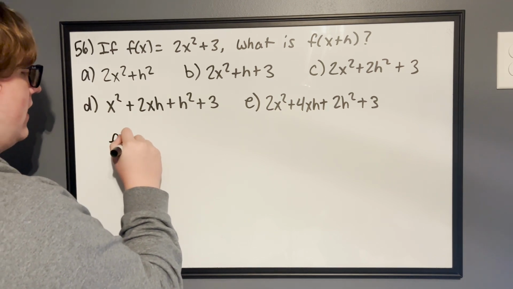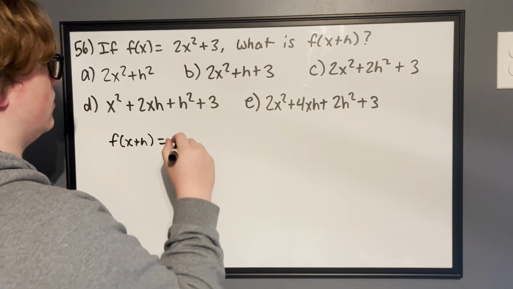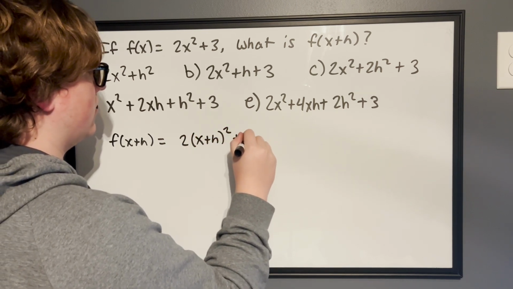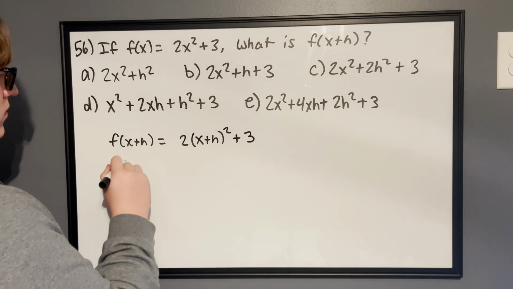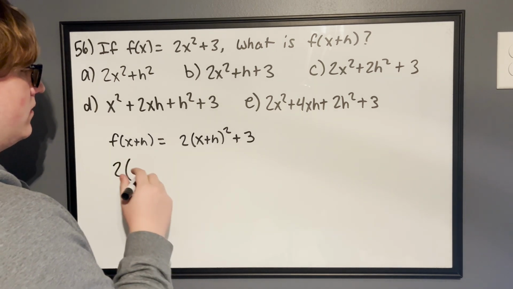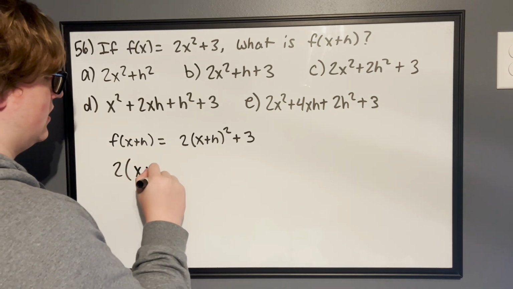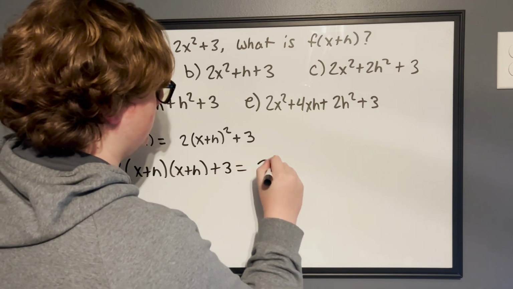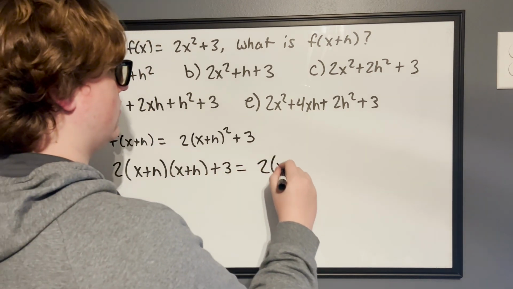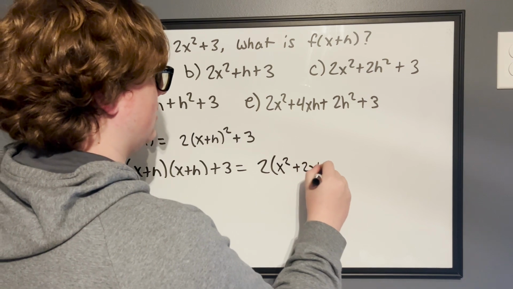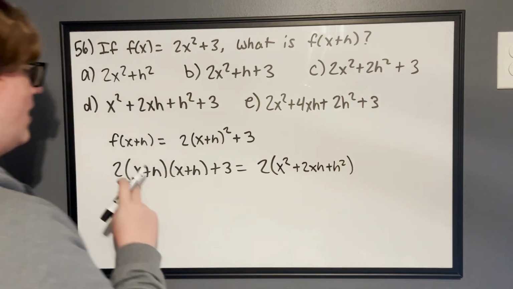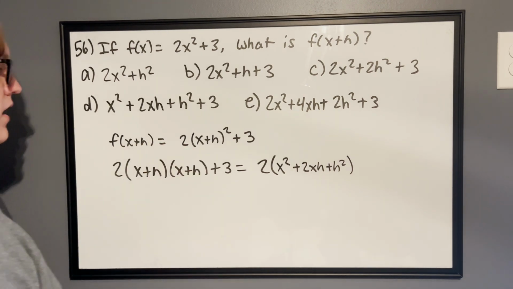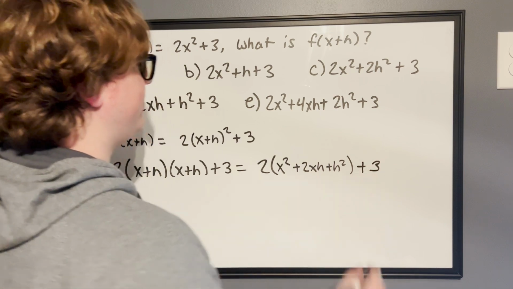So f of x plus h is going to be equal to 2 times x plus h, the quantity squared, plus 3. So we have 2 times, when we FOIL, I guess we can write it like this, x plus h times x plus h, and then plus 3, which is equal to 2 times, FOILing this, we get x squared plus 2xh plus h squared. You do that by FOILing, so first and then outer, inner, last. And then we still have this plus 3 on the outside.